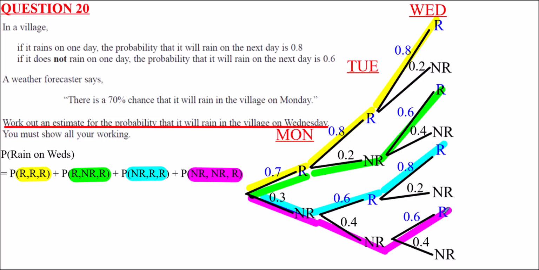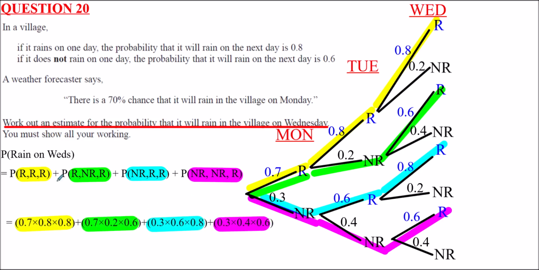To work out probabilities as we move along a probability tree, we multiply the numbers as we go along. This is a fairly heinous calculation, but this is the calculation we need to do. So let's do this together, step by step, carefully.